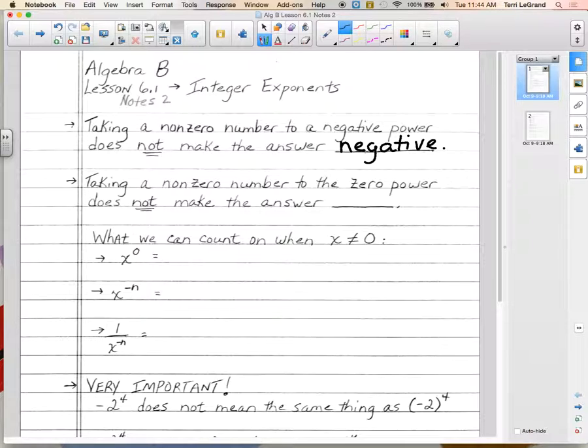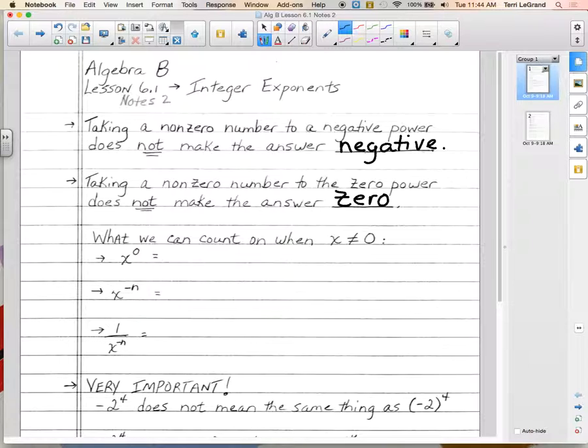Oh, there was one person in here, and maybe more of you, who just didn't speak up. When something's to the zero power, we think, well, when you take it times zero, you get zero. Yeah, so taking something to the zero power does not make the answer zero. Okay? Does not make the answer zero.